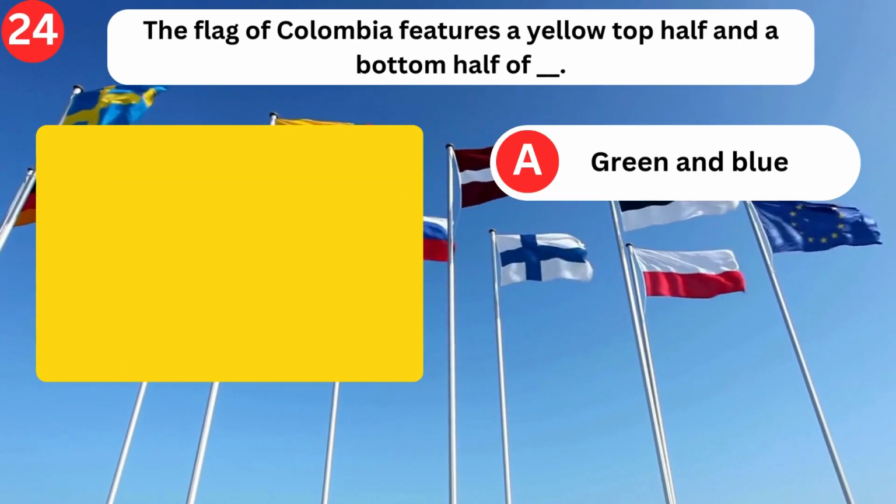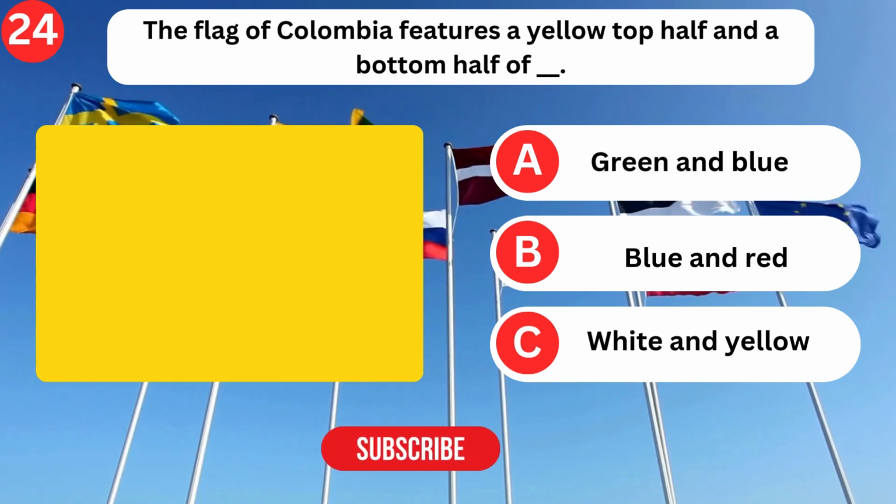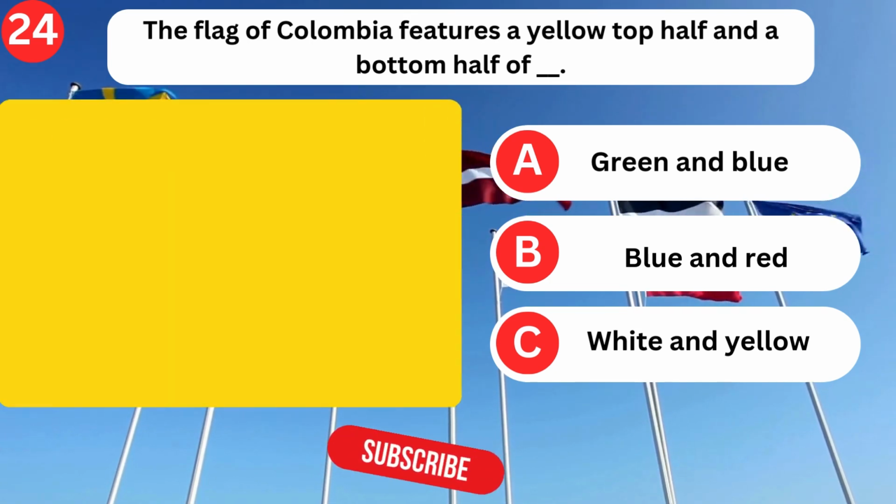The flag of Colombia features a yellow top half and a bottom half of green and blue, blue and red, white and yellow, blue and red.